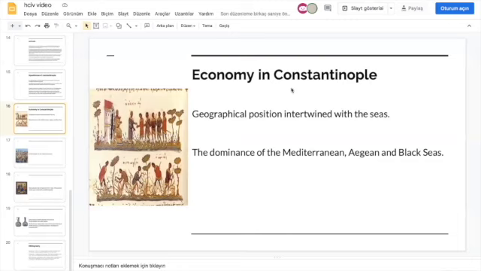In particular, Constantinople is important as a customs center and also a customs revenue gate due to commercial activities.